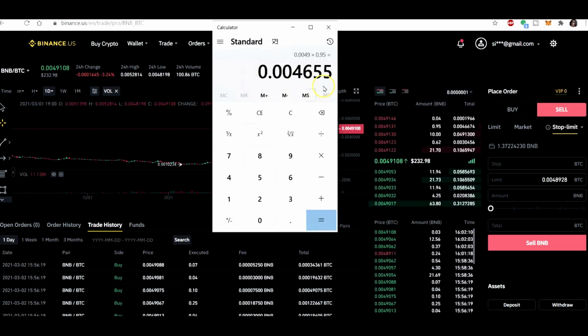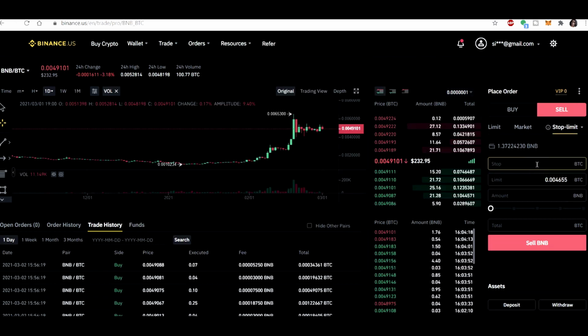So the price at which I want my BNB coin to be sold is 0.004655. So I'm going to set my stop price just before the limit price. So it's going to be a figure higher than my limit price. And then lastly, I'm going to set how much of my BNB I want to sell.